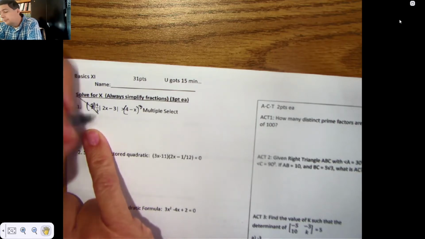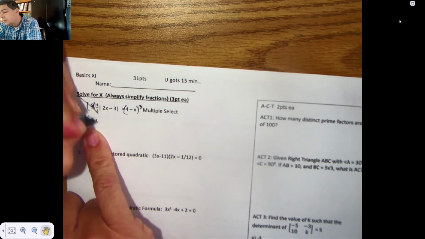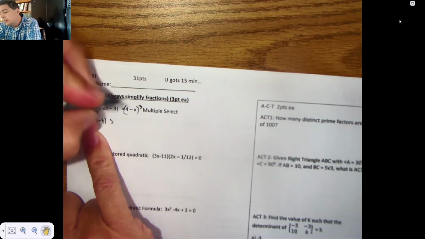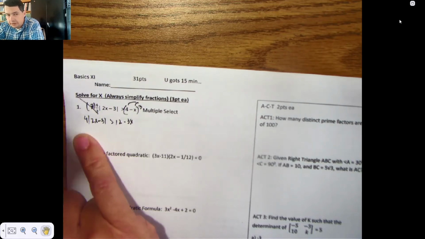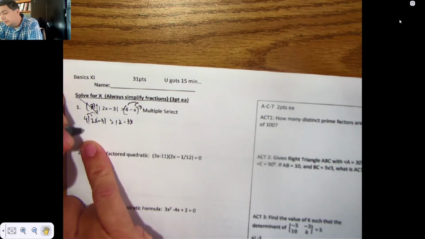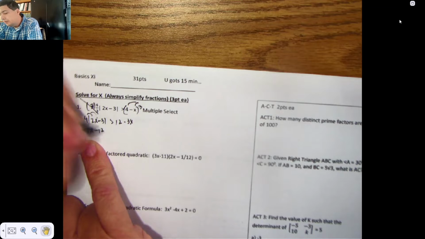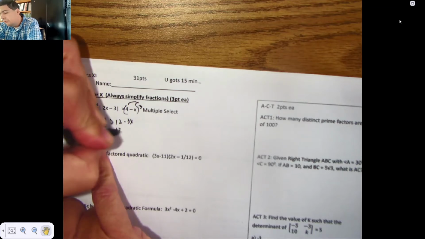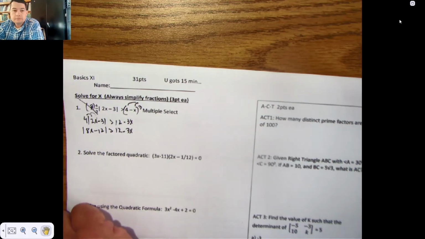They cancel there. 4 absolute values of 2x minus 3 is greater than 12 minus 3x because of the distributive property. Now I can also distribute this 4 in. The absolute value of 8x minus 12 is greater than 12 minus 3x. All right? Now you have to write two equations. I don't know why, but half of y'all are forgetting absolute value has two answers. That has been talked about and talked about and talked about.